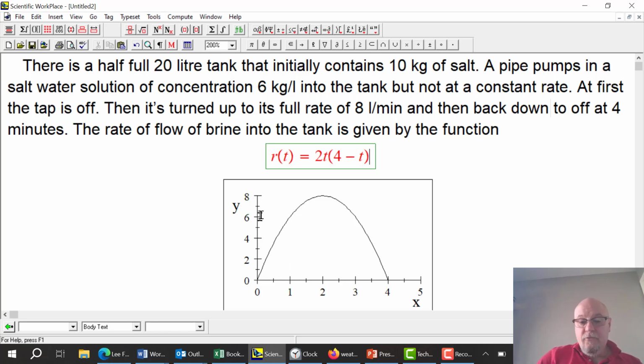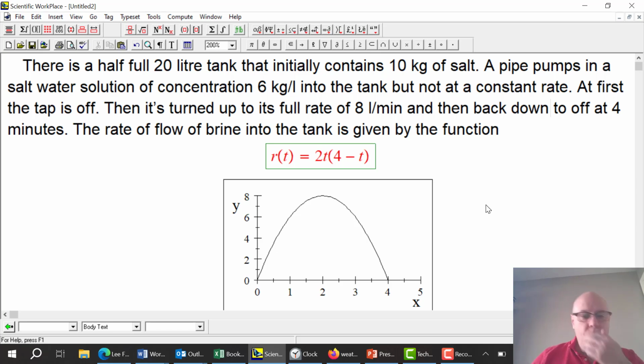Now, there are two places here. At 1 minute, the flow rate in is 6. At 3 minutes, the flow rate in is 6. So those are the two places where the flow rate in is equal to the flow rate out. Before 1 minute, the flow in is less than the flow out. After 3 minutes, the flow in is less than the flow out. In between 1 and 3, the flow in is greater than the flow out. So the volume should be going up between 1 and 3 minutes and down outside that region.